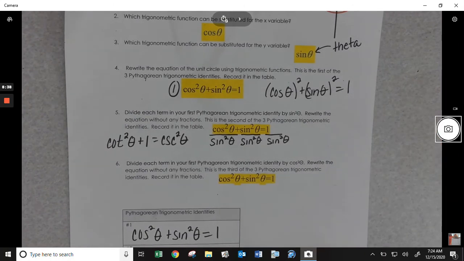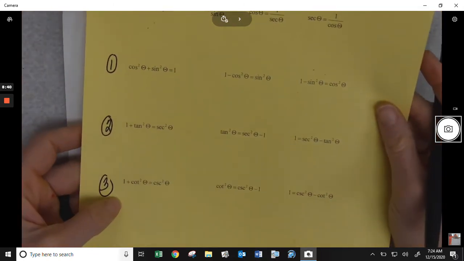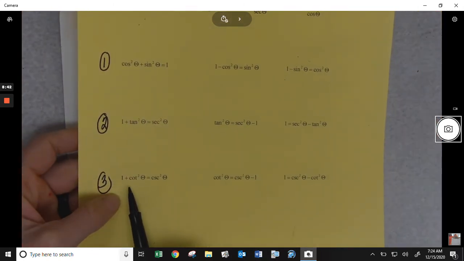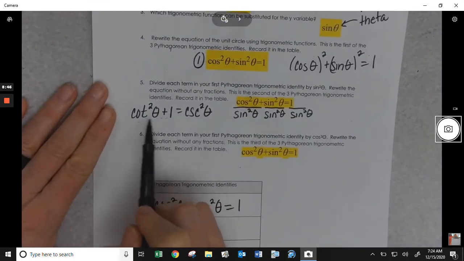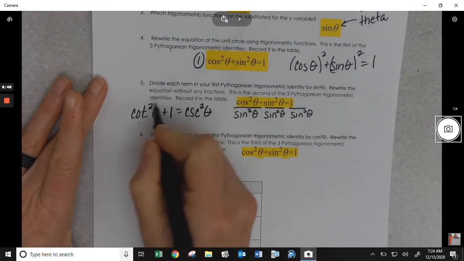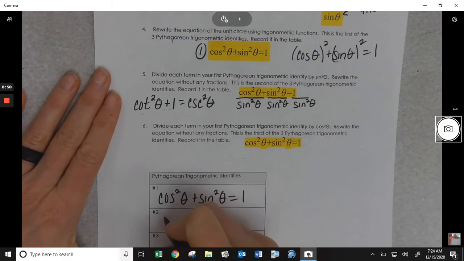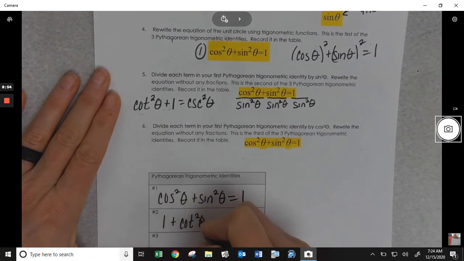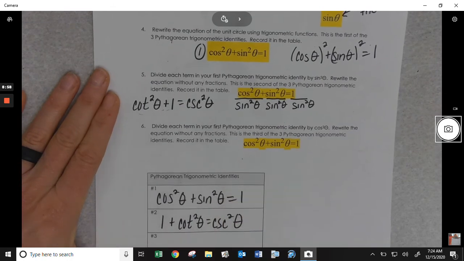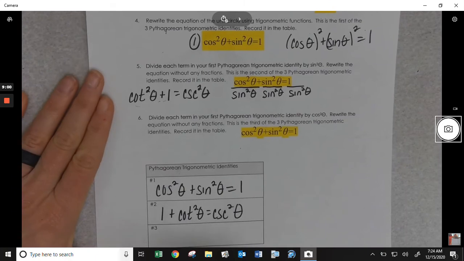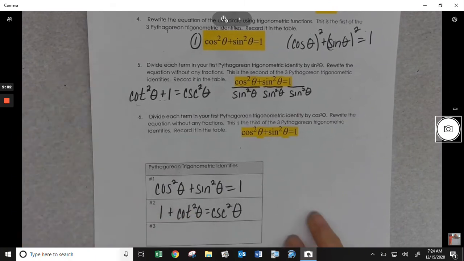Now, if I look on here, they wrote it as 1 plus cotangent squared equals cosecant squared, which is normally how you see it. They write the 1 first. It's not wrong to have it in the order that we have there, but I'm going to write it as 1 plus cotangent squared theta equals cosecant squared theta on our note sheet, because that's normally how you see it. But again, you could flip those around.